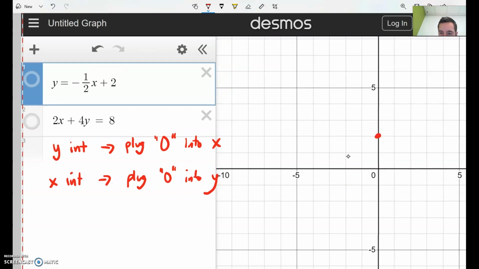What's this point? It's the point 0, 2. What's this point? That's the point 0, 4. What's this point? That's the point 0, 7. What do you notice for all of these y-intercepts? The x is 0.